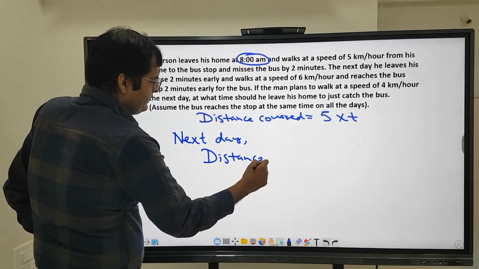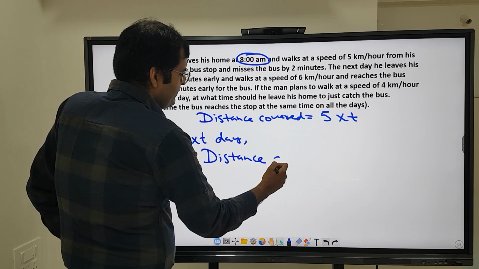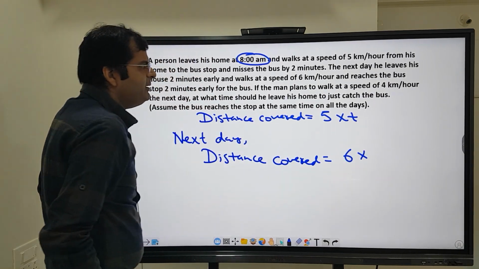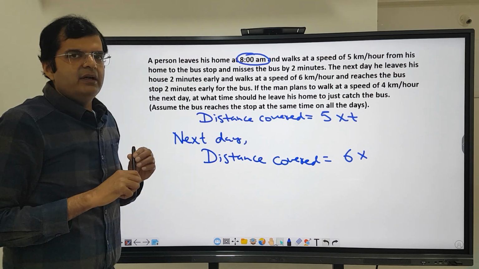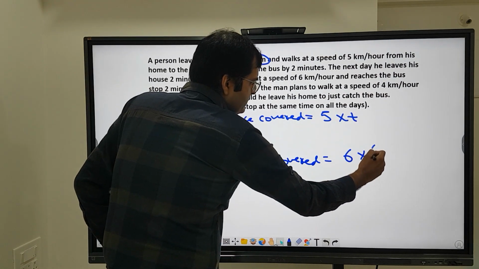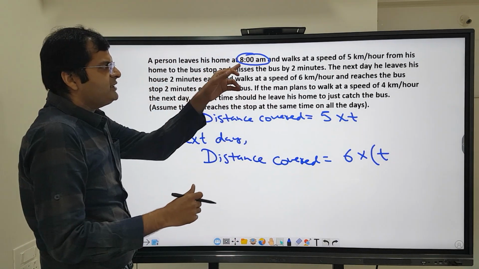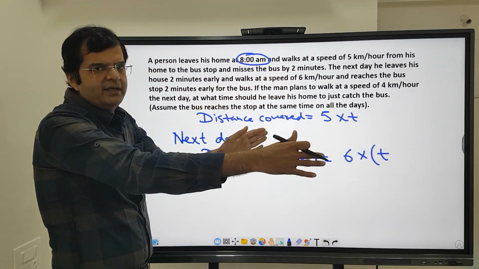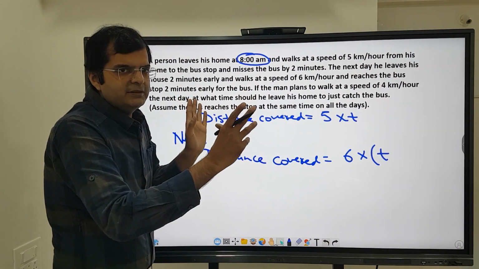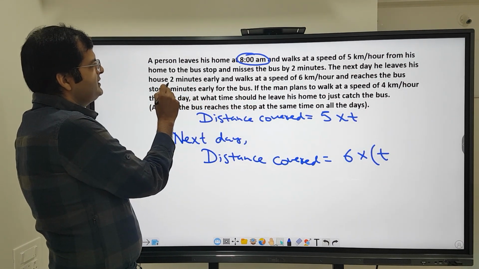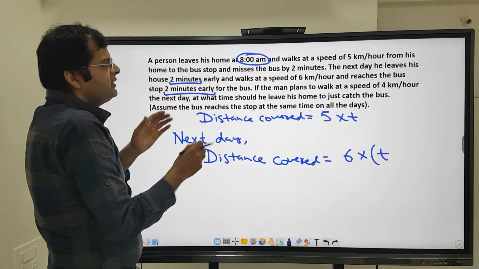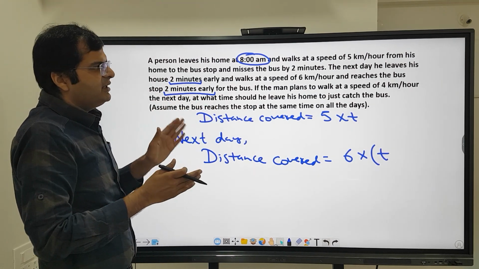So at a speed of 6 km per hour, now the next day, if you look at it, distance covered will be 6 is the speed multiplied by now the time. If you look at it, now time will be t minus 2 minutes. Why? Because in the first case you were missing the bus by 2 minutes. In the second case you are able to catch the bus. I have made these adjustments already, this 2 minutes early and the 2 minutes early. So these cancelled each other out.